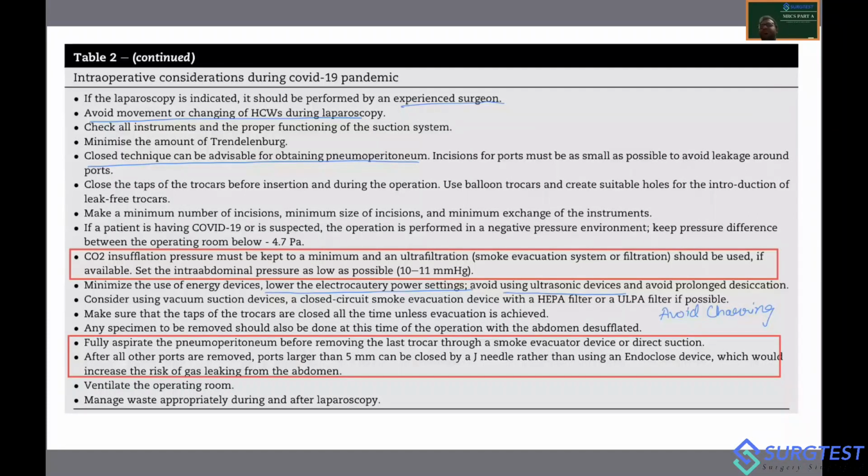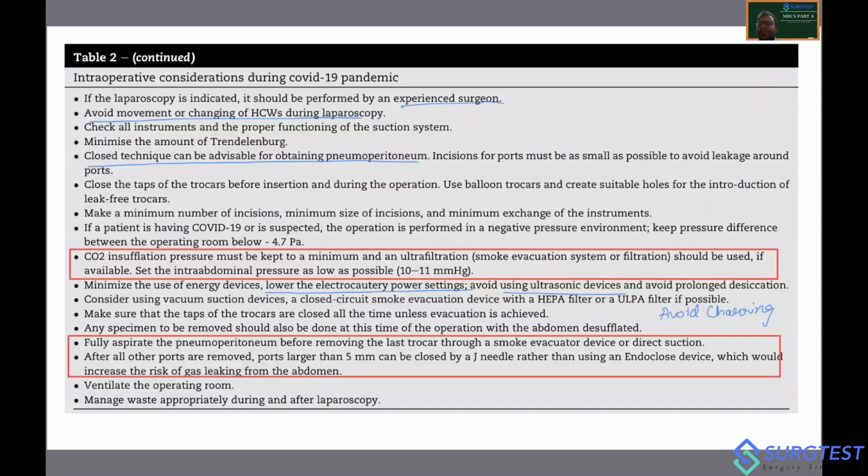Usage of balloon trocars is advised. Balloon trocars were used in the pre-pandemic era to prevent the trocars from slipping out. Here in the COVID era, they also prevent air from leaking out. Make a minimum number of incisions and minimum exchange of instruments.